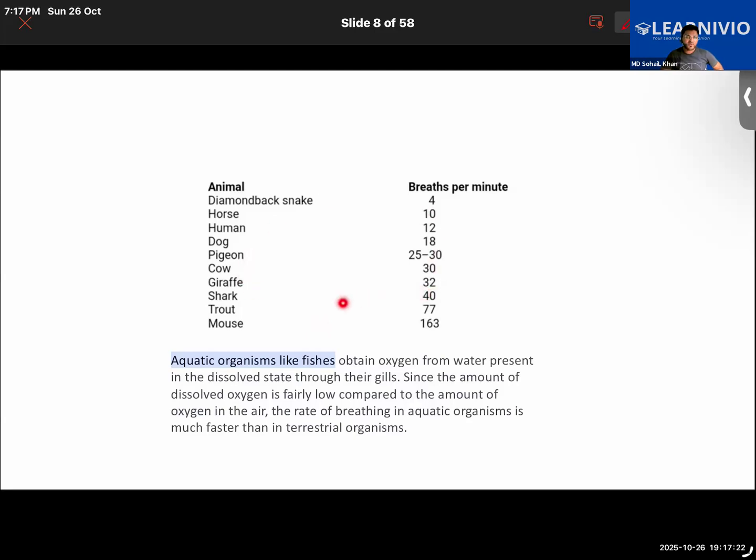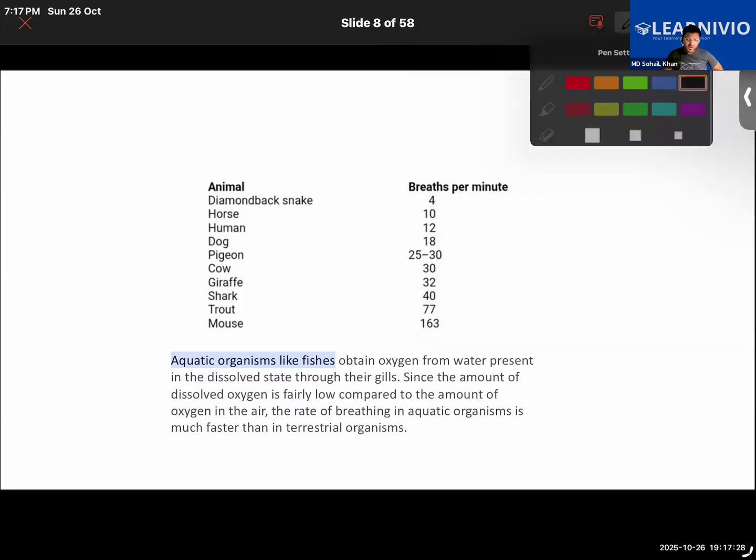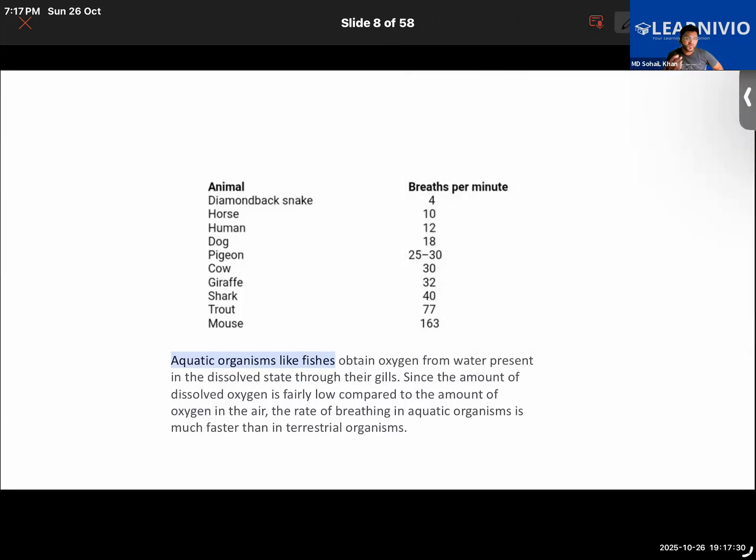So why is it that aquatic organisms like fishes generally have a high breathing rate? Because they have to obtain dissolved oxygen from the water, right? But water contains less oxygen in comparison to air. Air has more oxygen, but water has less dissolved oxygen in it. Fishes also need oxygen. How do they get it? They get it from the water only, no? Right. So since the amount of dissolved oxygen in water is very low in comparison to the amount of oxygen in the air, they have to breathe faster. They have to breathe faster because of this reason.